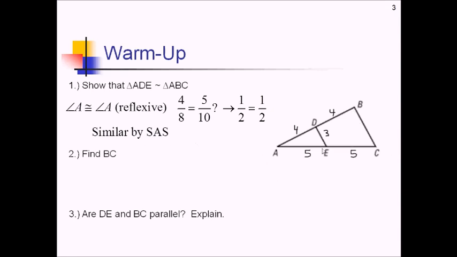We can say, for example, 3 over the corresponding side BC equals 4 over the corresponding side of 8. Cross-multiplying, we have 4 times BC equals 24. Dividing by 4, we have BC equals 6. So this is twice the length of 3. And finally, are DE and BC parallel?